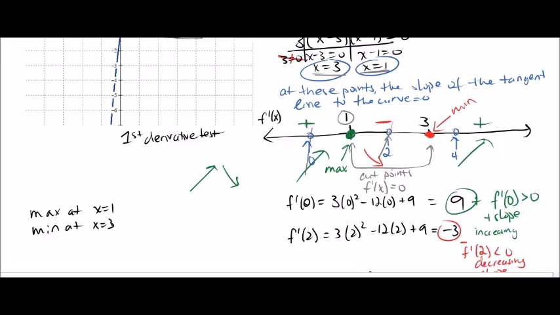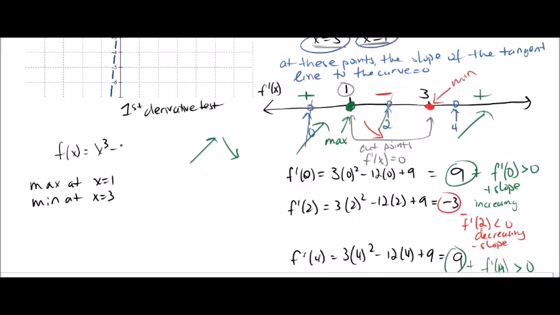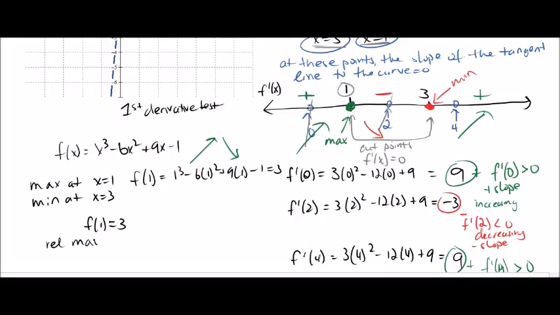Now we will go a step further here and actually take the original function, which is f of x is x cubed minus 6x squared plus 9x minus 1, and go ahead and actually get the exact values. So we can just go ahead and get f of 1 to get the y value. That's 1 cubed minus 6 times 1 squared plus 9 times 1 minus 1. So that's going to be 1 minus 6, that's negative 5, plus 9, that's positive 4, minus 1, that is 3. So we'd say that f of 1 is 3, so there's a relative maximum of 3 at x equals 1.